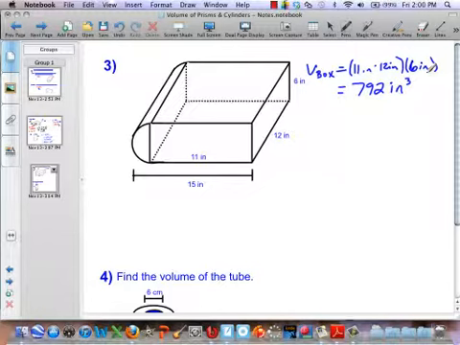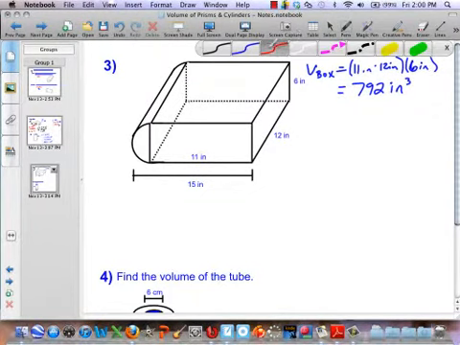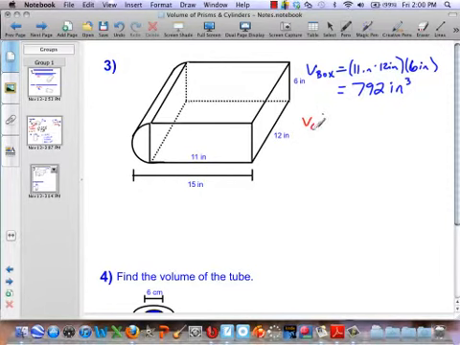Okay. Now, if we're taking the volume of the cylinder, how much of my cylinder do I really have though? I have half of the cylinder, right? So instead of pi r squared h, I'm going to have one half pi r squared h.